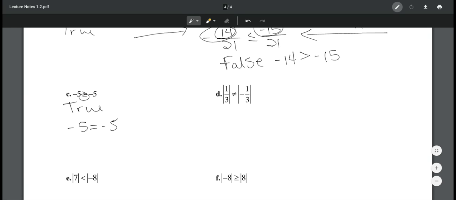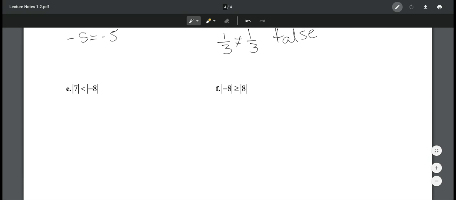Now, we're dealing with absolute value. The absolute value of 1/3 is 1/3. The absolute value of negative 1/3 is also 1/3. That is a false statement because 1/3 actually equals 1/3.